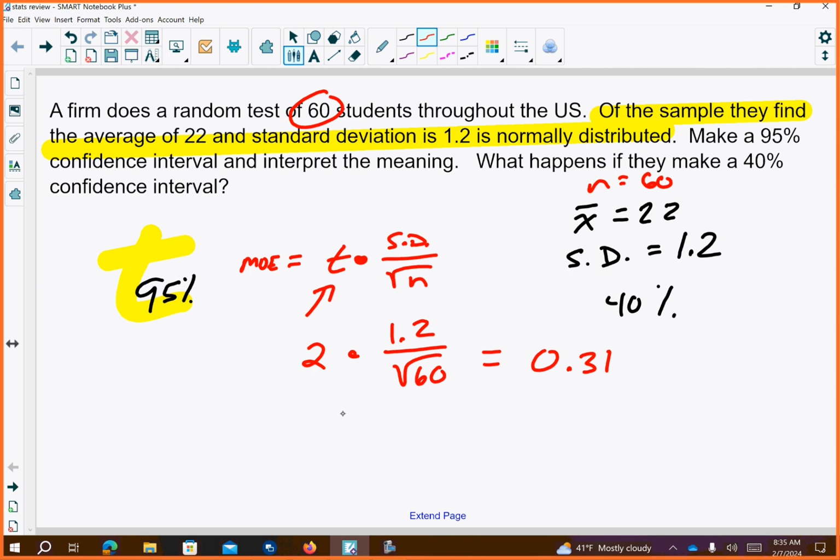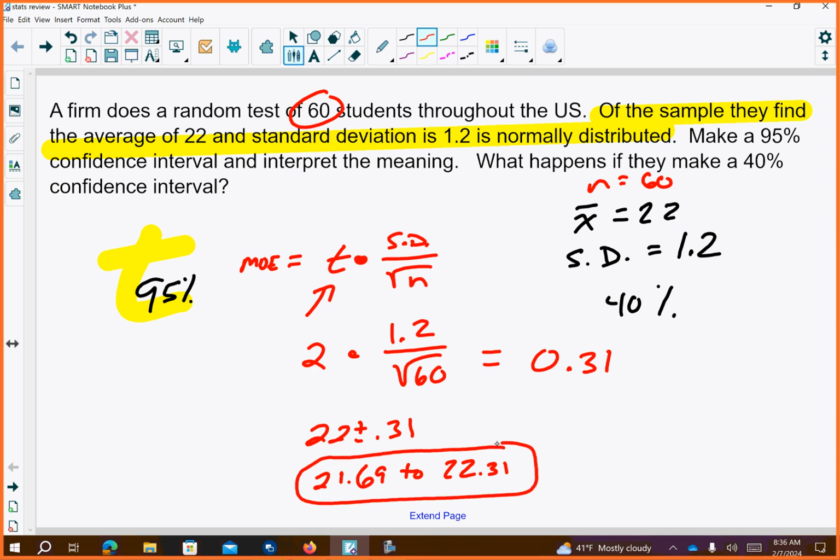So then this will be 22 plus or minus 0.31. That's 21.69 to 22.31. All right, so this goes along with the 95%.